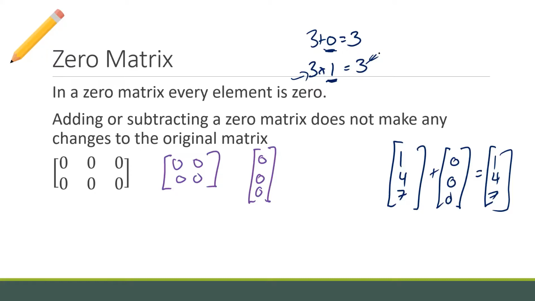But at the moment, a zero matrix is just any matrix. It can be any size. I should be very clear on that. Any size you want, and it can be square, rectangular, whatever. It just has to all be made up of zeros.